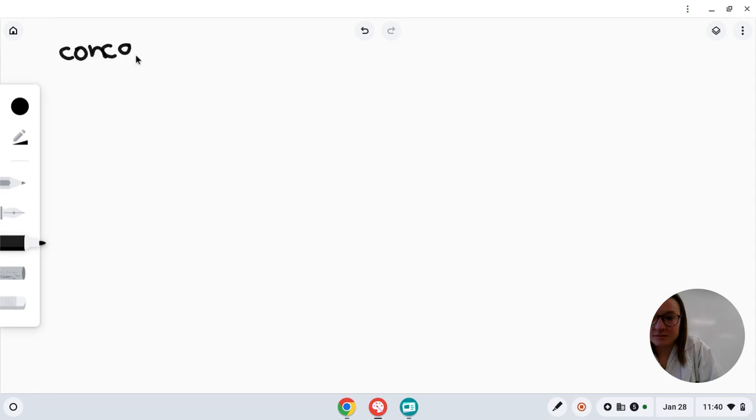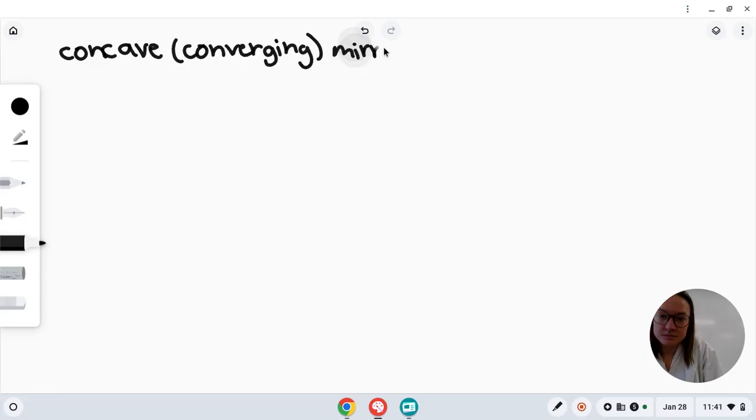Sometimes we also call it a converging mirror. And we'll talk about why we use each of these terms. The term concave has to do with the shape of the mirror. What you see with this is that it looks like if you were looking into this little scoopy side of the spoon, it kind of looks like a little cave here, so we call it a concave mirror.